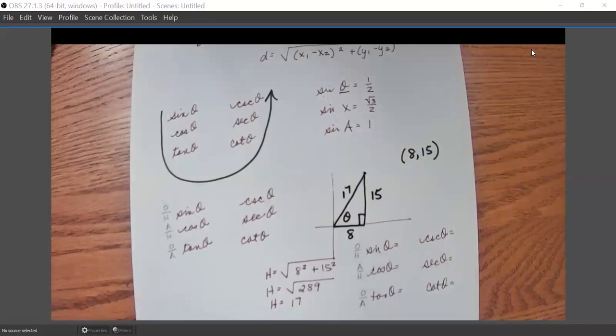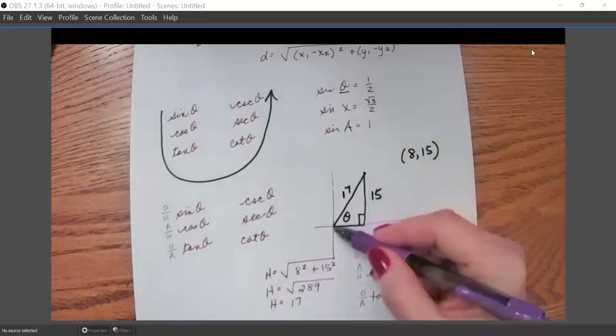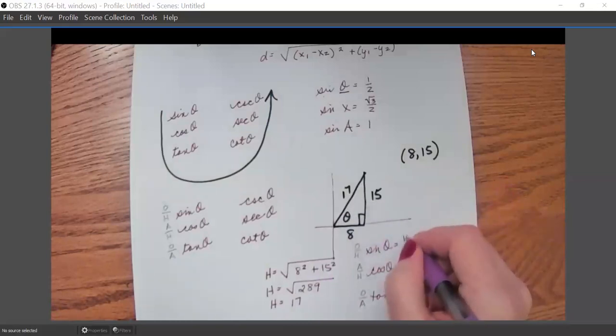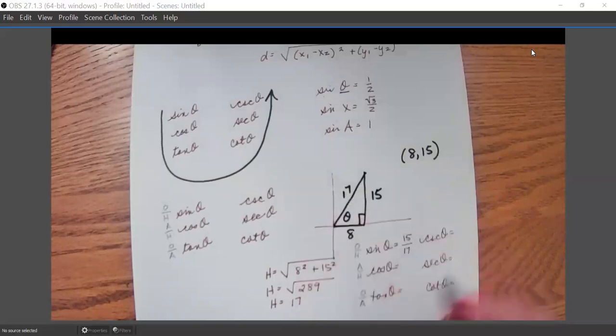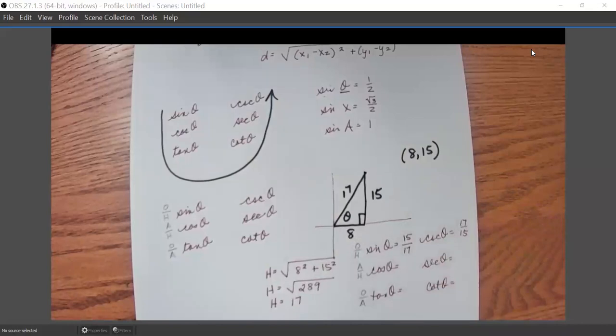So if this is my theta, and this is my triangle, the sine of theta is the opposite, this side that is not touching theta, over my hypotenuse. My sine is 15 over 17, which means my cosecant is 17 over 15, because these are always reciprocals.